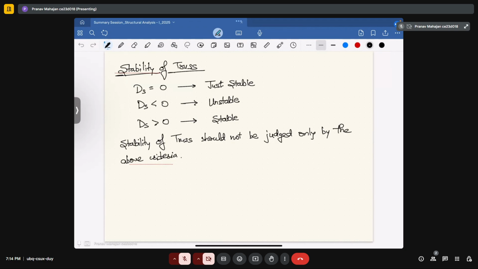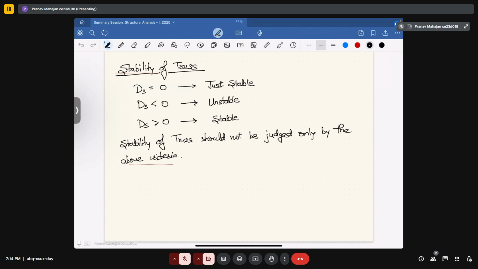You have one equation, that is, DS equals m plus r minus 2j. Okay, where m is the number of members, r is the number of reactions, and j is the number of joints. So for the stability of truss, if that DS will come out to be equal to 0, we tell the structure to be just stable.